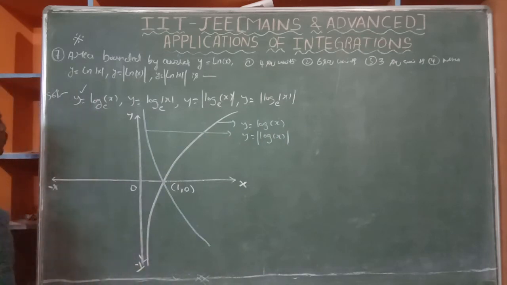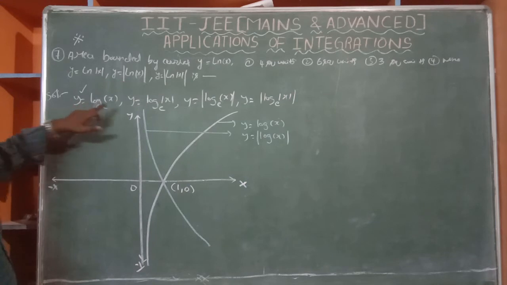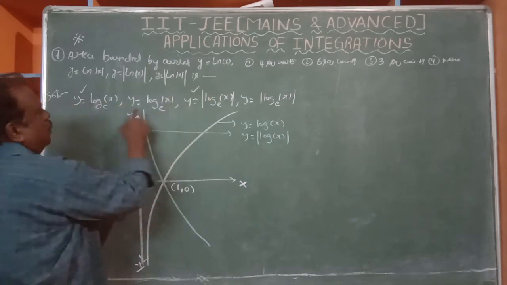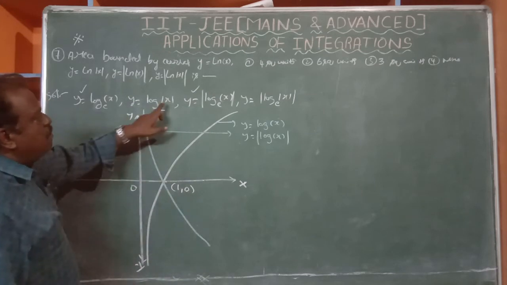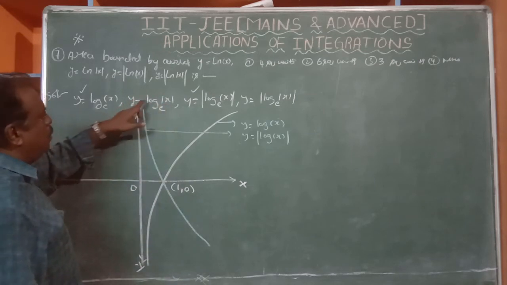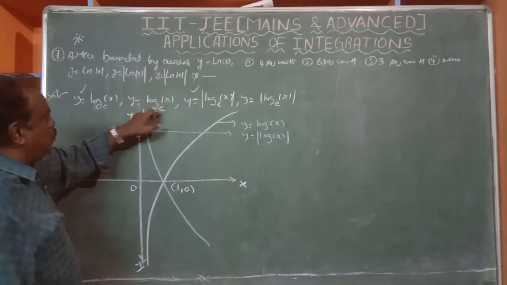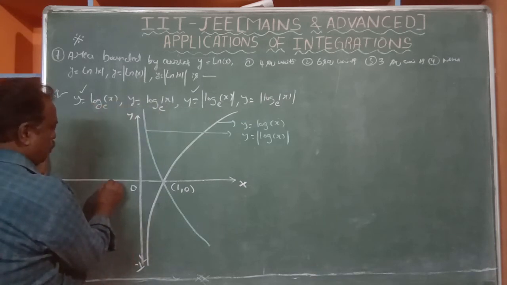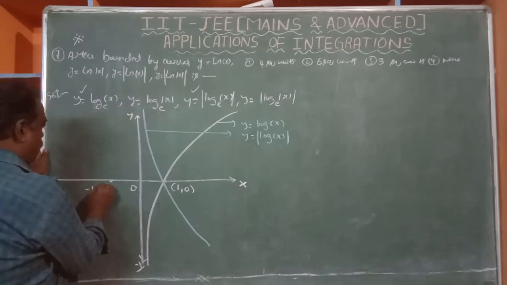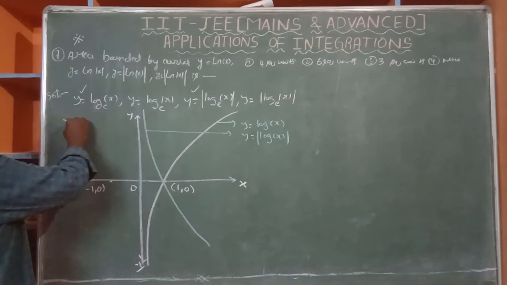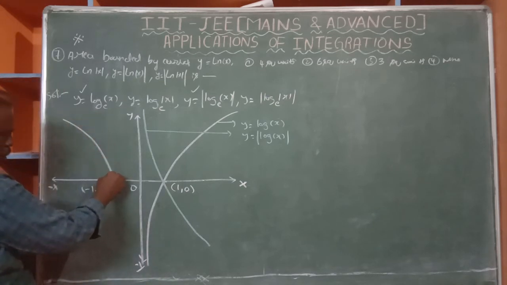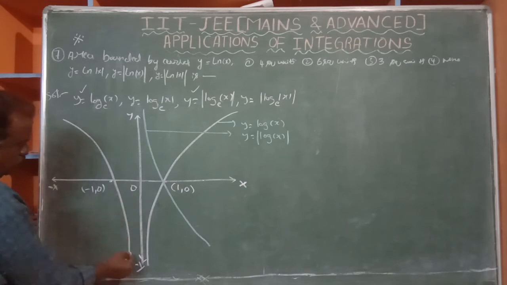Similarly, this is over, okay. When it comes to this one, y is equal to log mod x. If x is equal to minus 1, it is the same, log of minus 1 is log 1 to base e. This is minus 1. Here also, the same way, it is coming this side like this. Okay now?